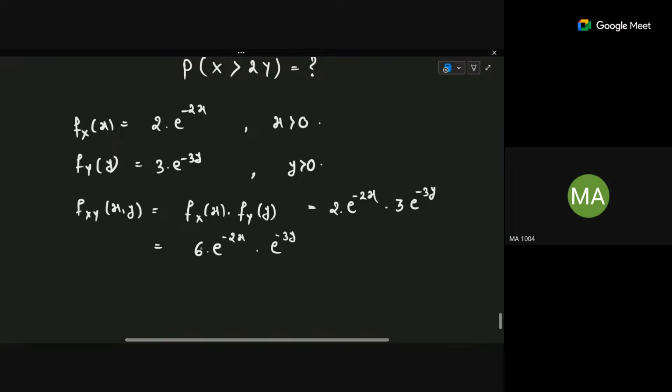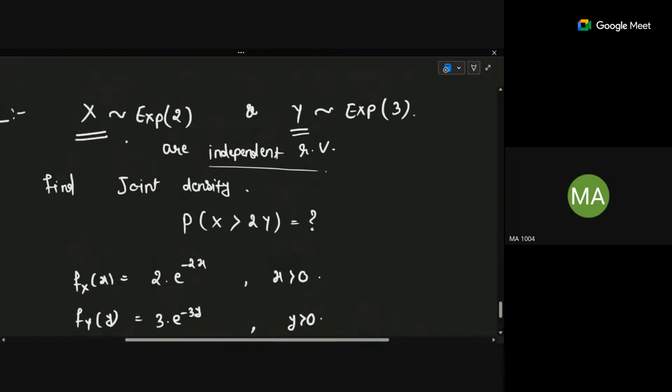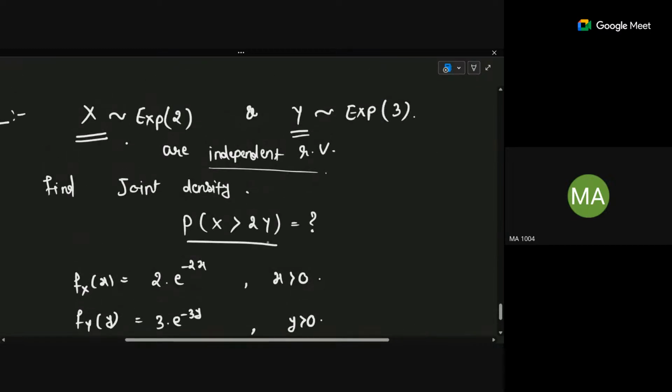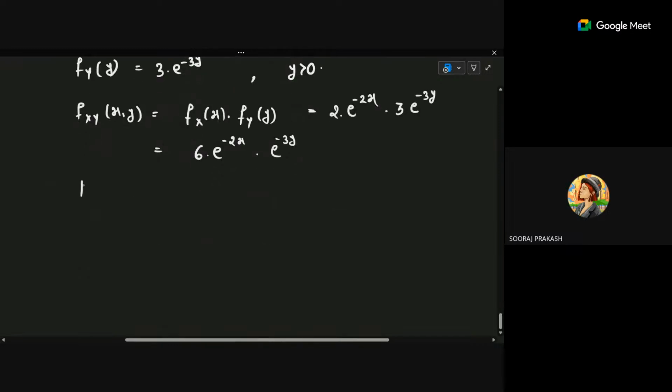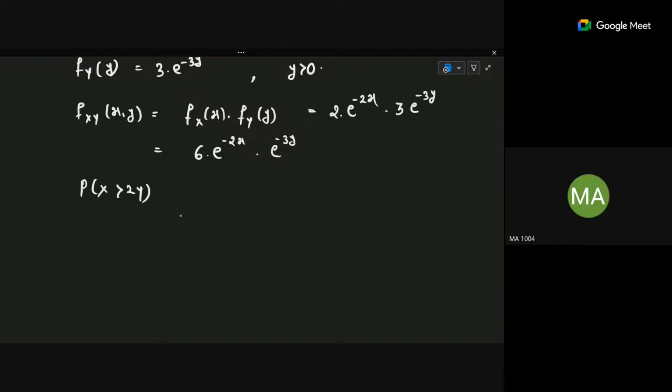So this is the joint density, and now we are interested in finding the probability that x is greater than twice y. Ma'am, if they are independent, then how will we find it? What if x and y are dependent, how can we find the joint density? Then for this particular course, it will be given to you, and for that you have to study more subjects, more courses.